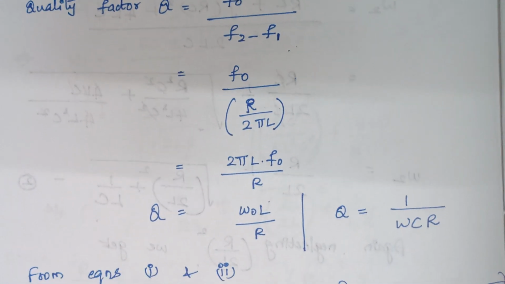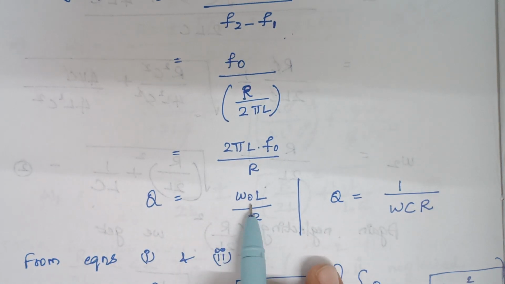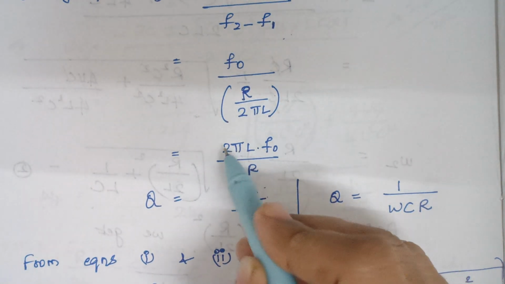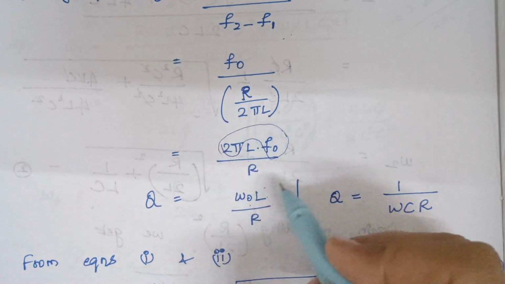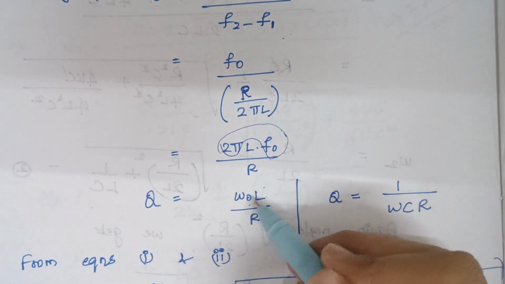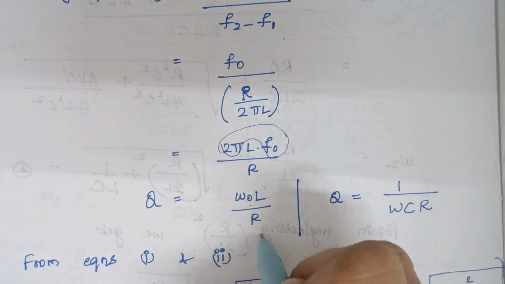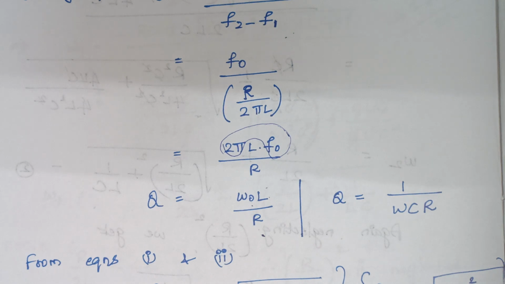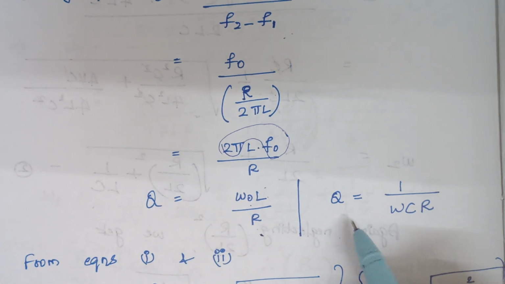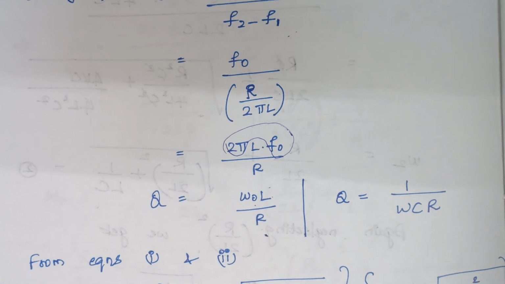Again, when you rearrange, you see Q is given as omega naught L by R, because 2 pi F0 is nothing but our omega naught here, right? So this is omega naught L by R. This is in terms of an inductive circuit. In case of a capacitive circuit, the quality factor is given by 1 by omega C R, right?